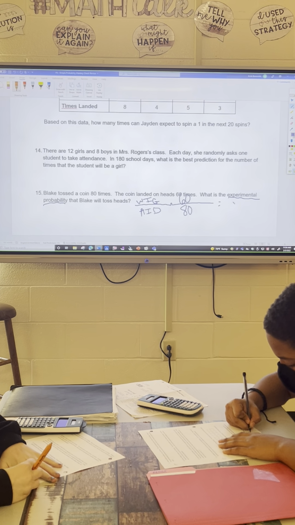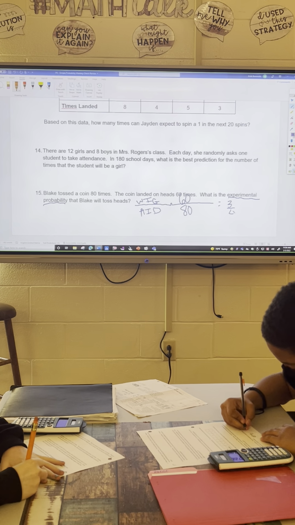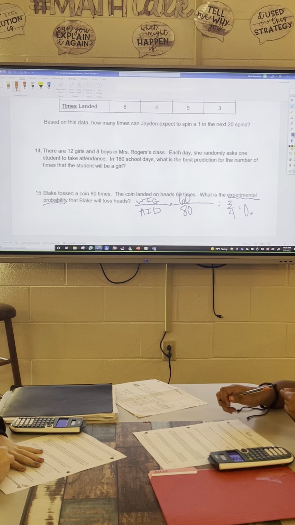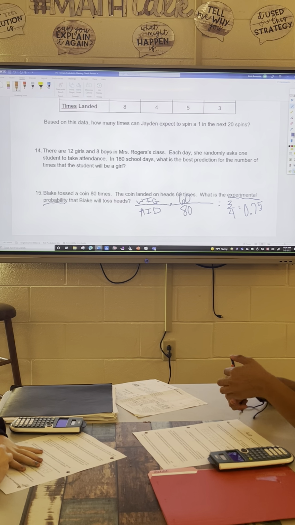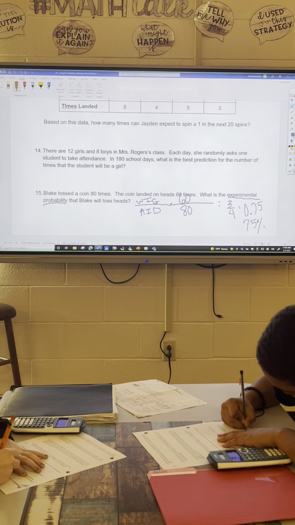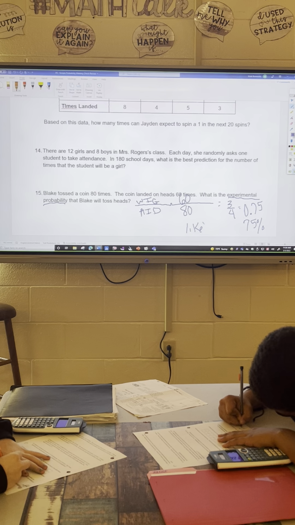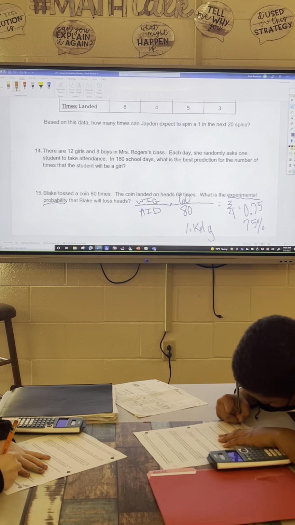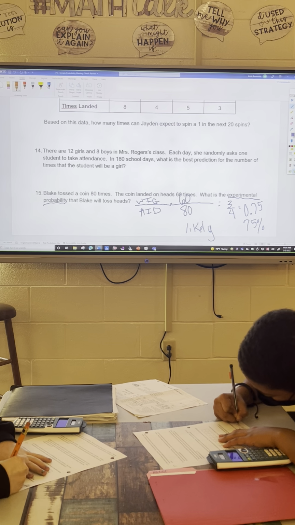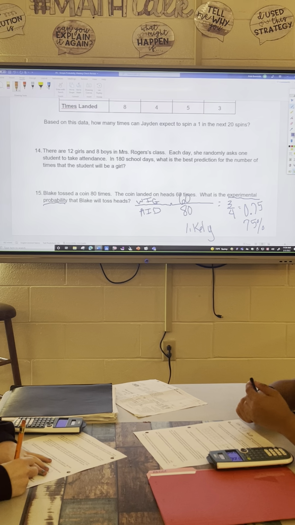When you put 60 over 80 in your calculator, you're going to get 3/4. 3/4 is 0.75 as a decimal. It is 75%. And in our likelihood scale, it would be likely. Okay? It would be likely. That's just the basic experimental probability.